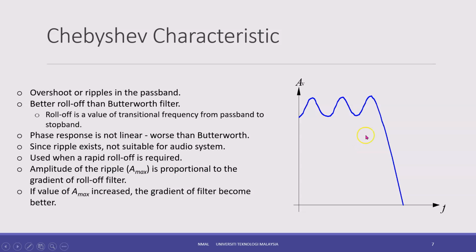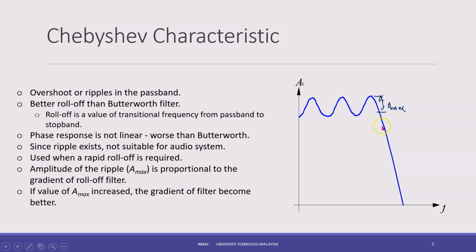It is used, however, when we need a rapid roll off. Okay, so there is a trade-off between Chebyshev and Butterworth, in which Butterworth has a slower roll off, however a flat response here, flat at the pass band, and Chebyshev has ripples at the pass band with better roll off. And the amplitude of the ripple, Amax here, is proportional to the gradient of the roll off of the filter.